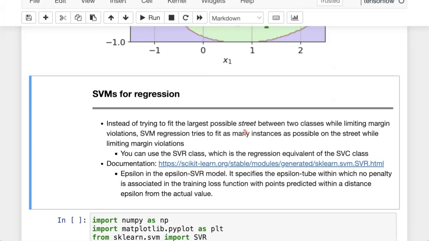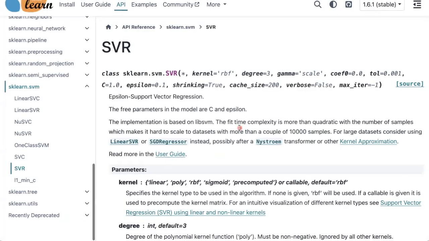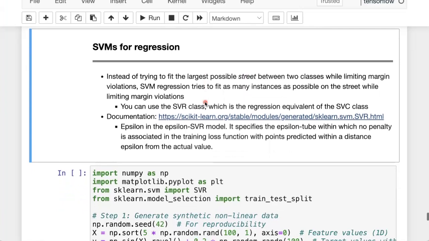We now want to have more data points on this street that we have when we find these margins. And you can use this SVR, where R stands for regression, instead of SVC. You can see the documentation page here for SVR. One of the most important things here, I would say, besides kernel and things like that which we know, is this idea of epsilon. So what is this epsilon? I like to think of it as an epsilon tube.